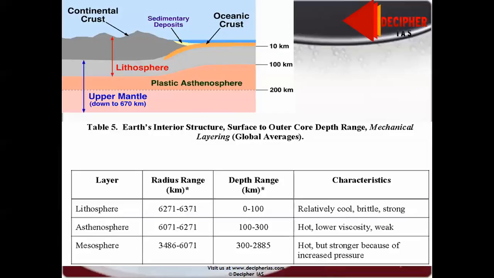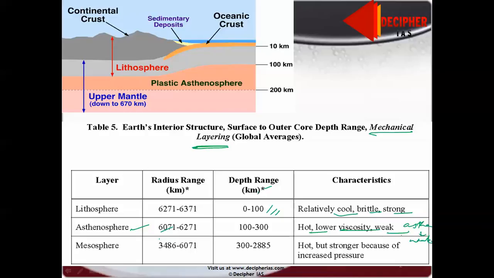And asthenosphere is a plastic layer. See, here it is mechanical layering. Remember, the crust, mantle, core thing is chemical layering. In this lithosphere, we have it till 100 kilometers and it is relatively cool, brittle and strong. In the asthenosphere we have hot, lower viscosity and weak material. Actually, asthenes means weak.